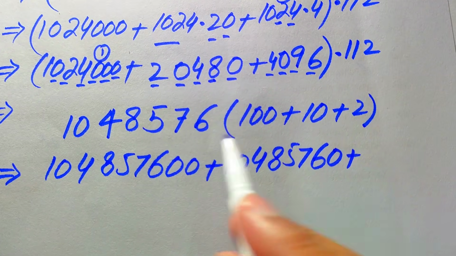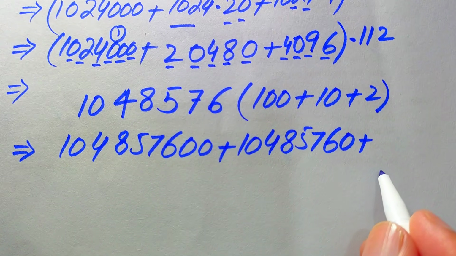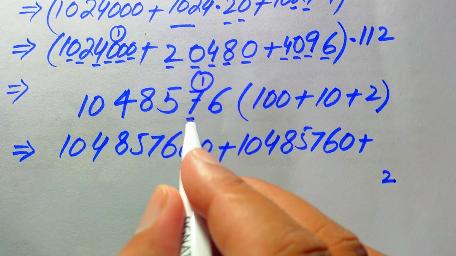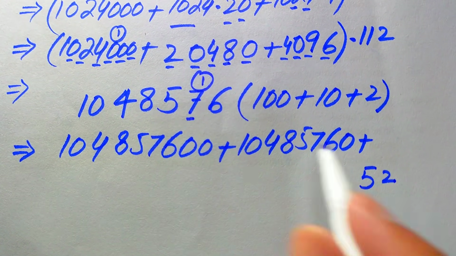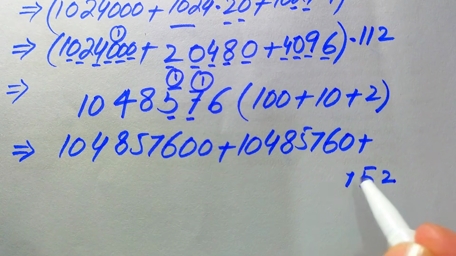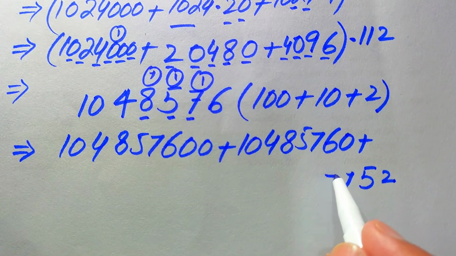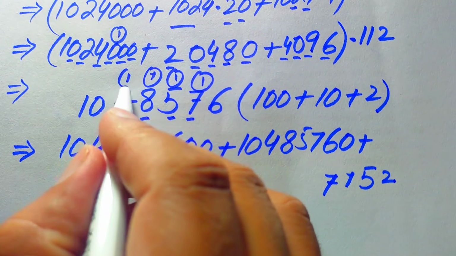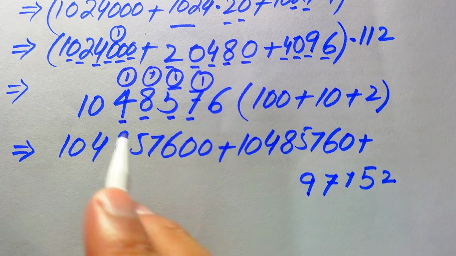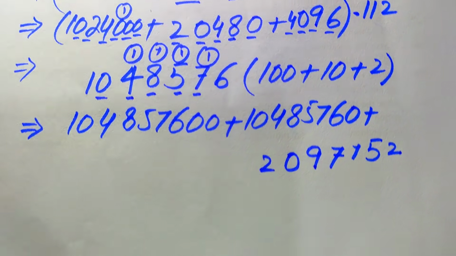And plus, we multiply 2 with this number, and we will obtain 2 6s are 12. We write 2 and carry 1. 2 7s are 14. 14 plus 1 becomes 15. We write 5 and carry 1. 2 5s are 10. 10 plus 1 becomes 11. We write 1 and carry 1. 2 8s are 16. 16 plus 1 becomes 17. We write 7 and carry 1. 2 4s are 8. 8 plus 1 becomes 9. 2 zeros are 0, and 2 ones are 2.